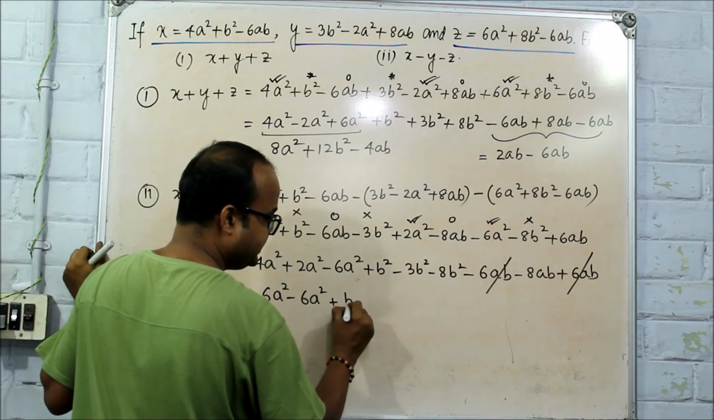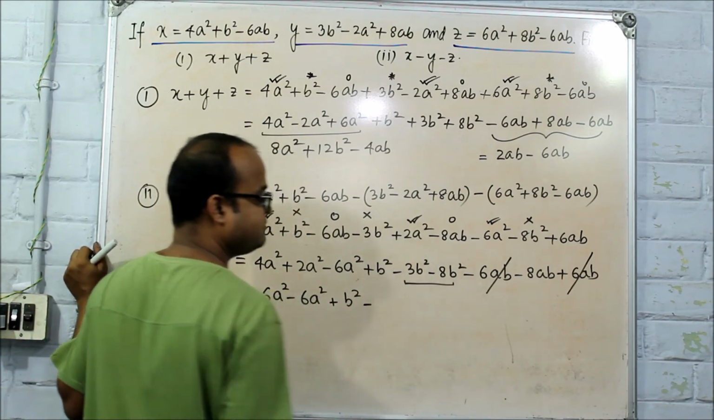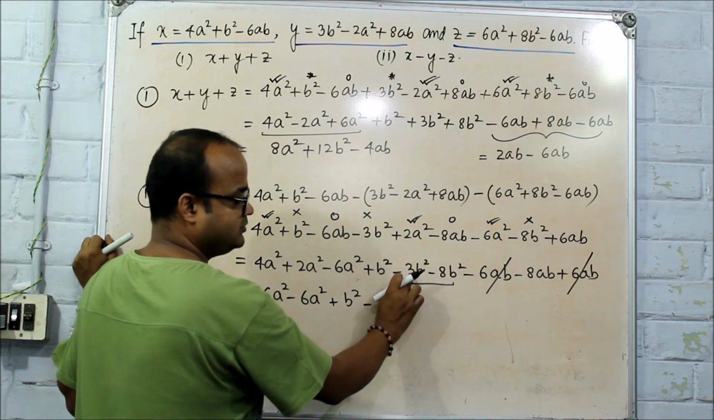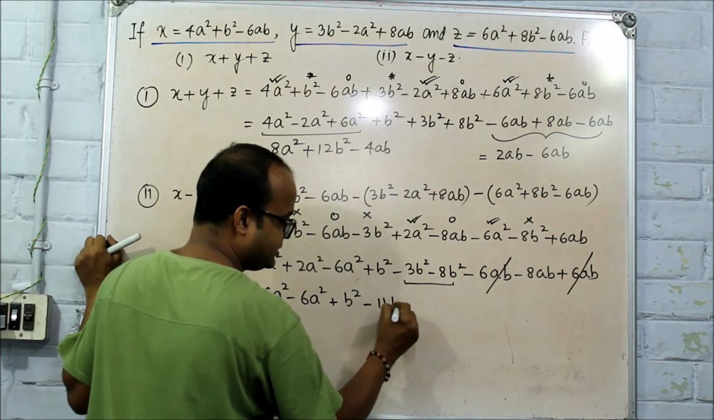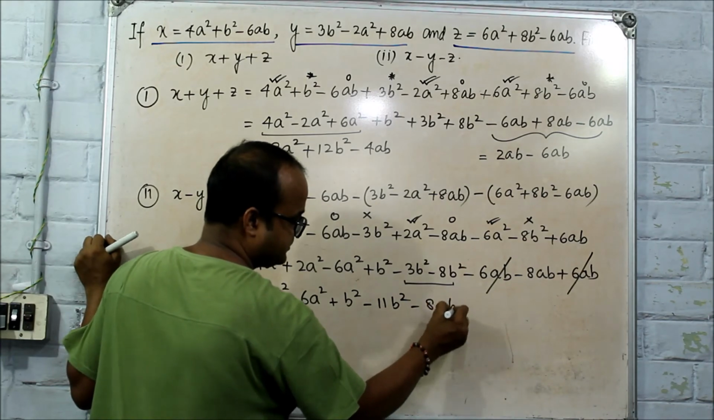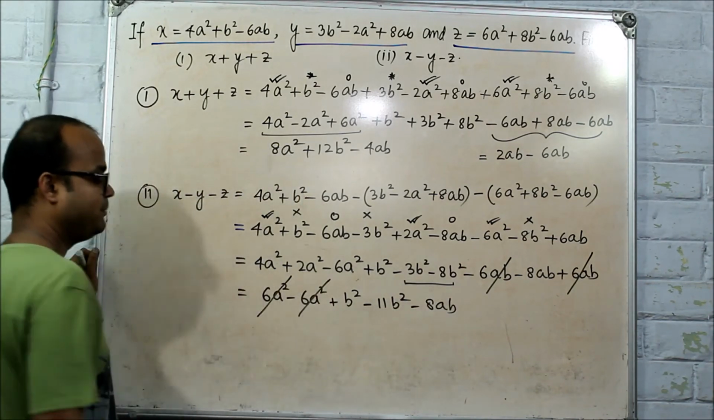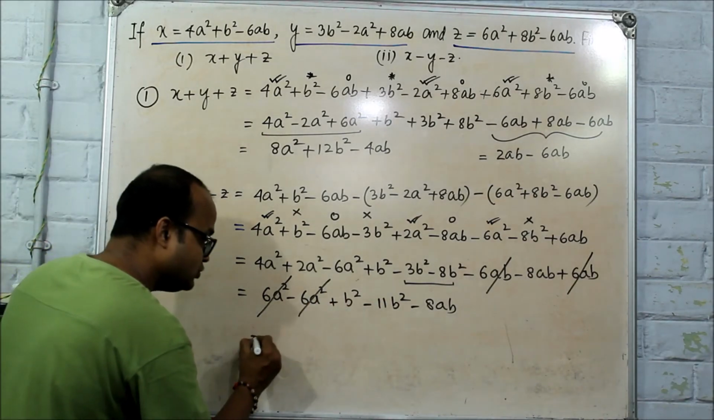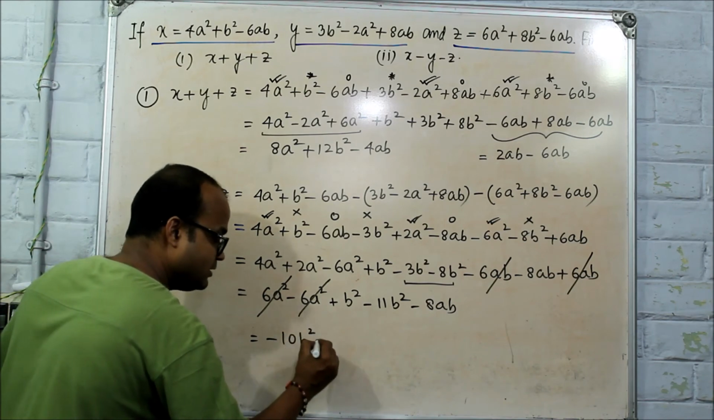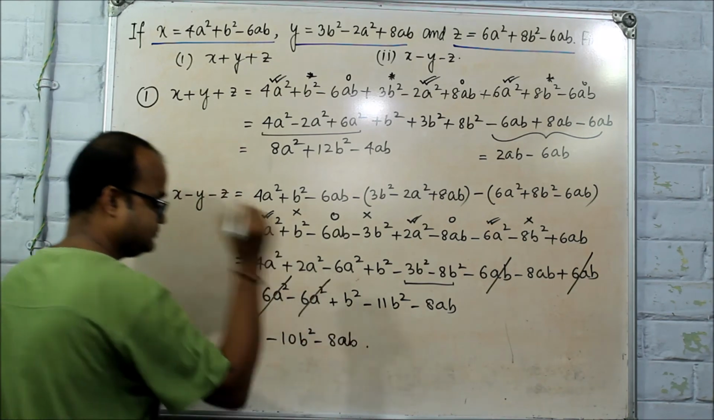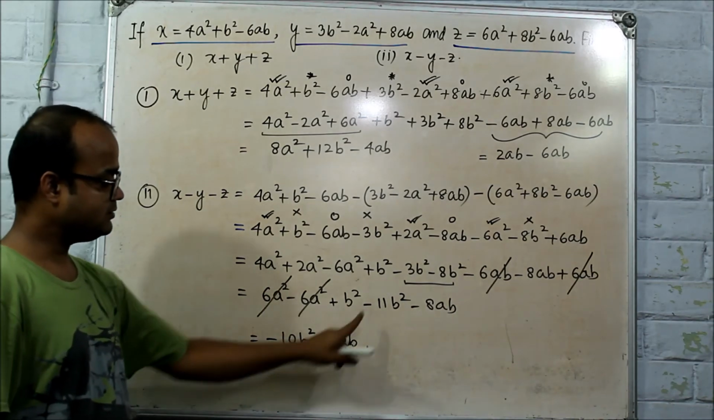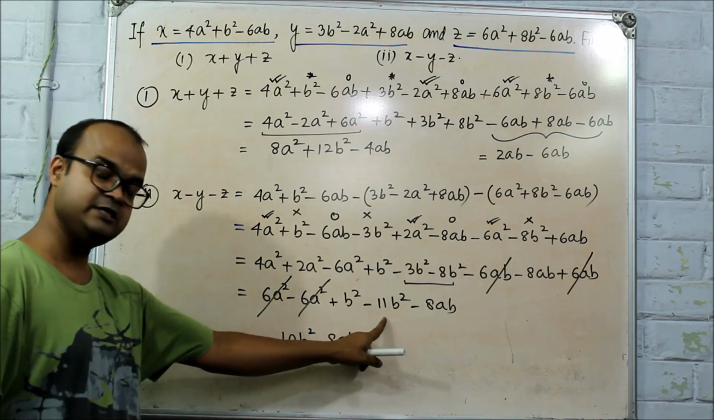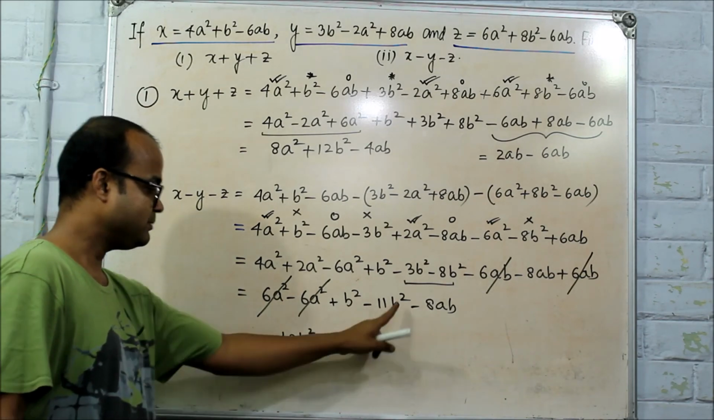Now plus b square, minus 3b square, minus 8b square: these are of the same sign, so they need to be added. 8 and 3 is 11, so minus 11b square, minus 8ab. So plus 6a square minus 6a square will get cancelled. b square minus 11b square is equal to minus 10b square minus 8ab. Opposite signs, so we need to subtract: 11 minus 1 is 10, and 11 is bigger, so the sign is minus. Minus 10b square minus 8ab.